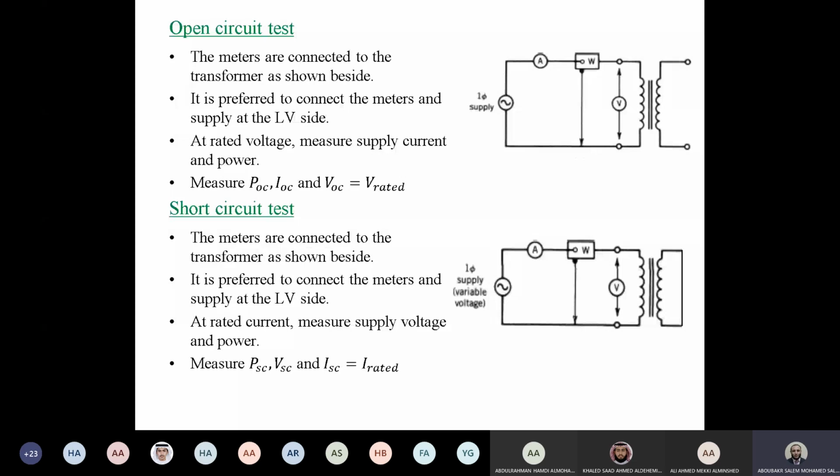Of course not infinity, because we already have impedance in the secondary side, the impedance of the transformer itself. So we will have current, but this current will be very high. For that, this test for the short circuit is preferred to be made using a variable supply here, and start increasing the variable supply from 0 until reaching the rated current. The rated current. Now the question: what is the meaning of rated value? Do you know the meaning of rated values?